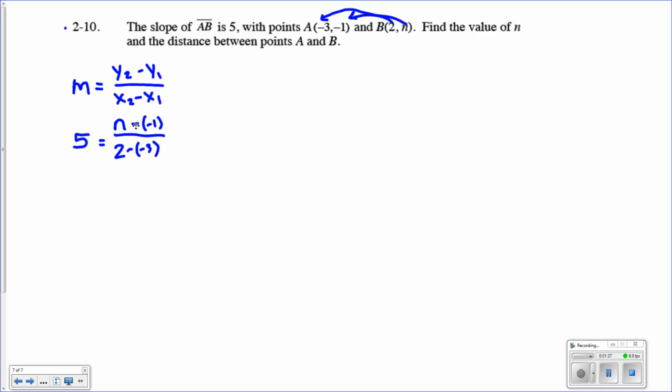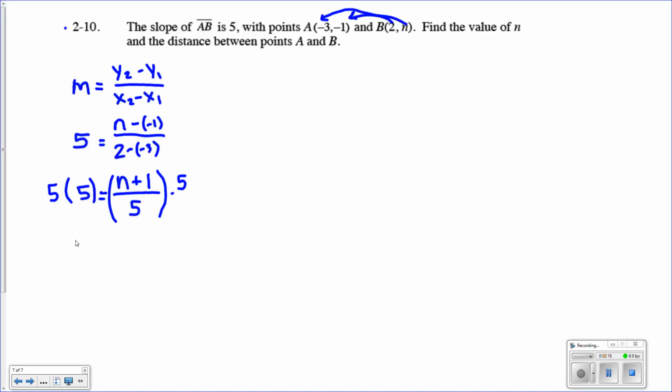If you want to rewrite that, when you're subtracting a negative, it's the same thing as adding a positive. So it's n plus 1 over 2 plus 3, which is 5. So we're just going to solve for n here. In order to do that, we have to get rid of the 5 in the denominator first. We're going to multiply each side by 5.